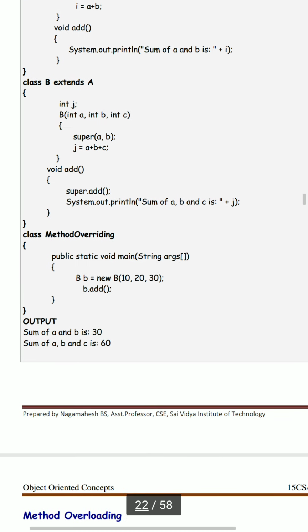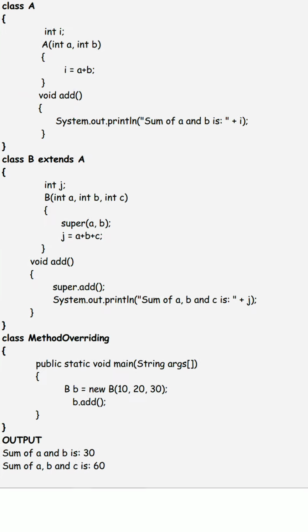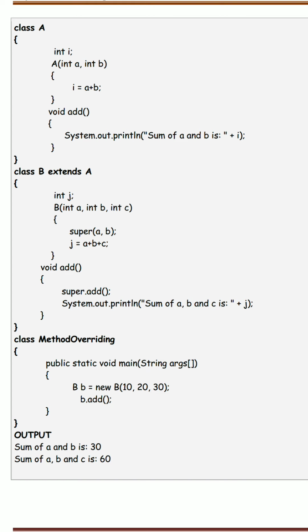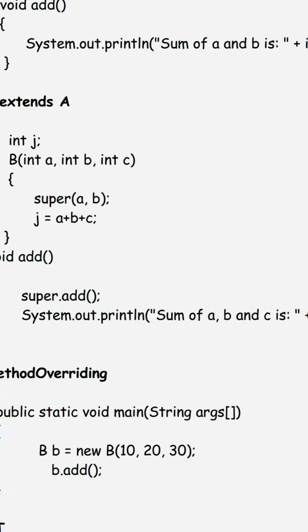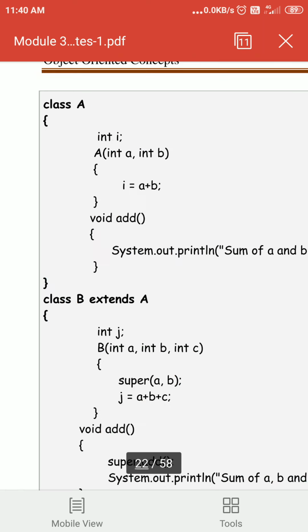Yes, here you see subclass B has the void add method, which is also there in the superclass, class A. If this is the situation, then the subclass method will override the superclass method.